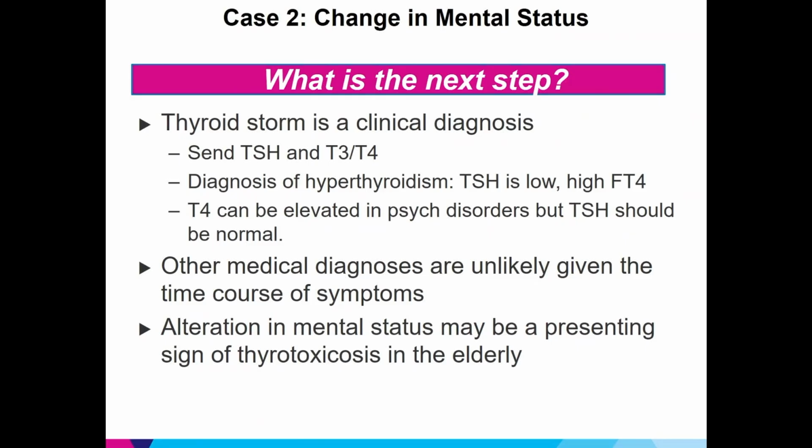So the first step would include checking some additional labs, sending a thyroid study and a T3, T4 in the diagnosis of hyperthyroidism or hyperthyrotoxicosis, a hypermetabolic state. The TSH is low, but the free T4 is high. T4 can be elevated in psychiatric disorders, but TSH would be normal. Other diagnoses are unlikely based on clinical course. An alteration of his mental status may be the only sign of this disease.